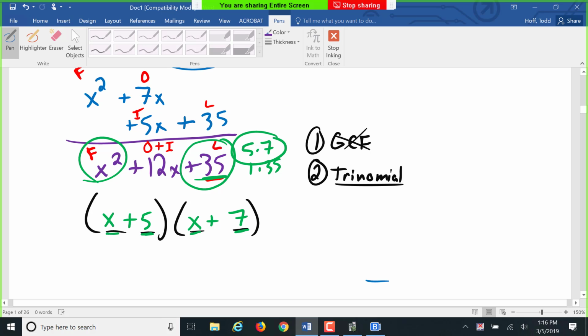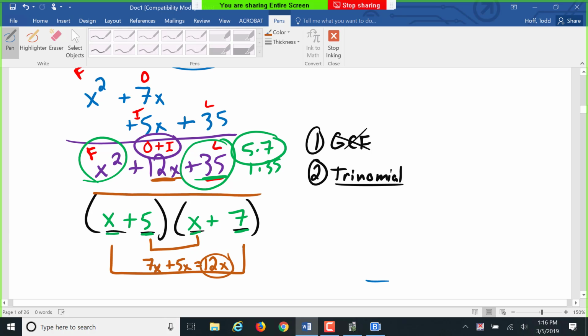How do we check to see if that's correct? Well, we have to do outside and inside. On the outside, we've got x times 7. What's that give us? 7x. On the inside, we have 5 times x. What's that give us? 5x. If we add those up, we get 12x. And that's what we were looking for, 12x. So this is the correct factorization. X plus 5 times x plus 7.